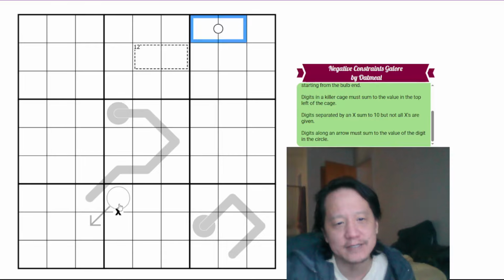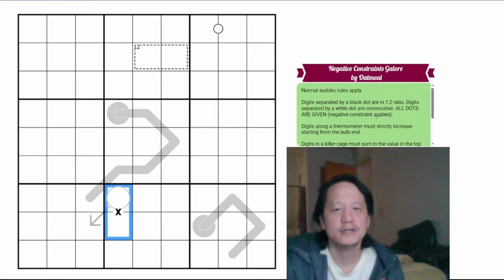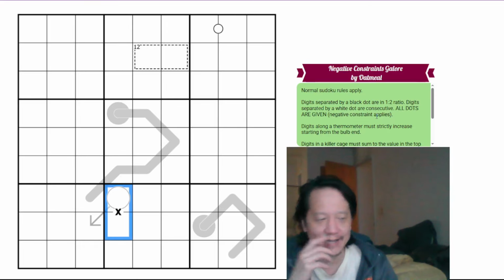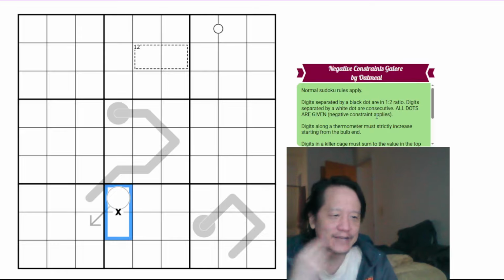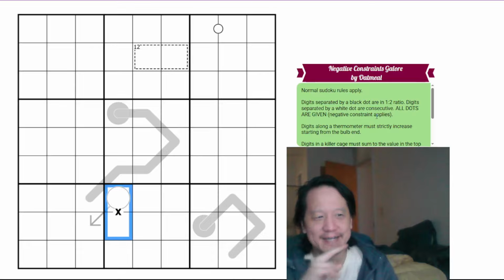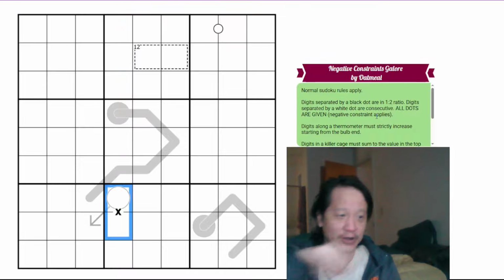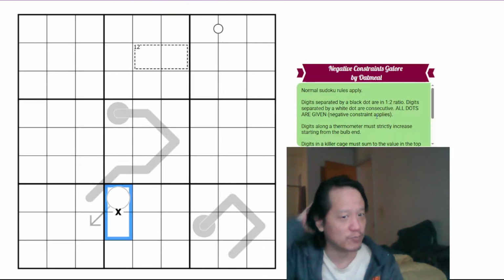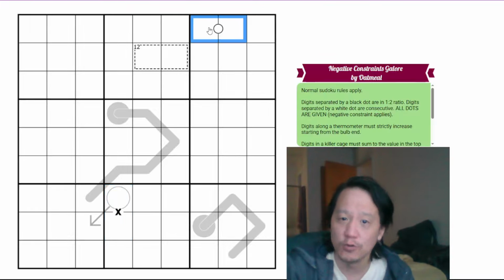I was going to say the X's would be interesting if they had a negative constraint, but there is no negative constraint for the X's. That's too bad. So there are two negative constraints. It's not that there's a galore amount of them, there's only two of them. But they are throughout all the puzzle because there's only one white dot here and there are no black dots.